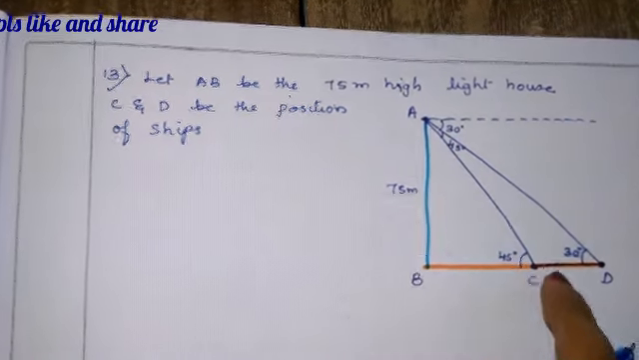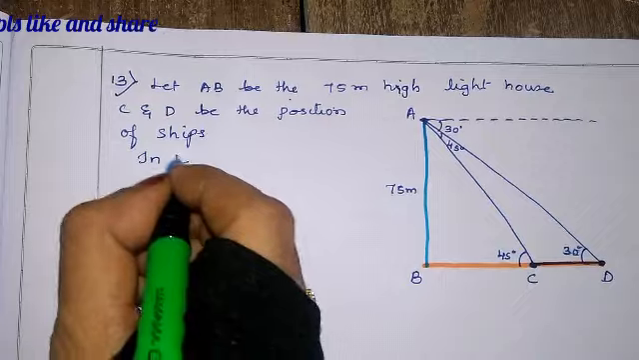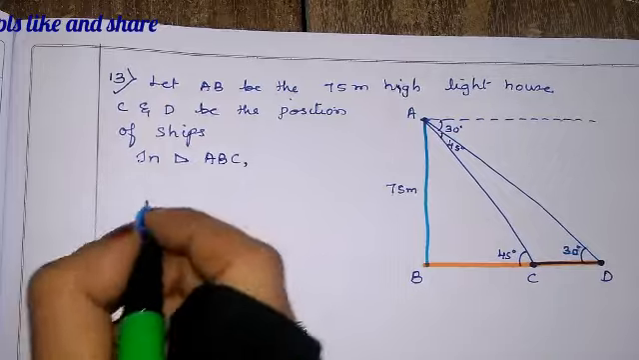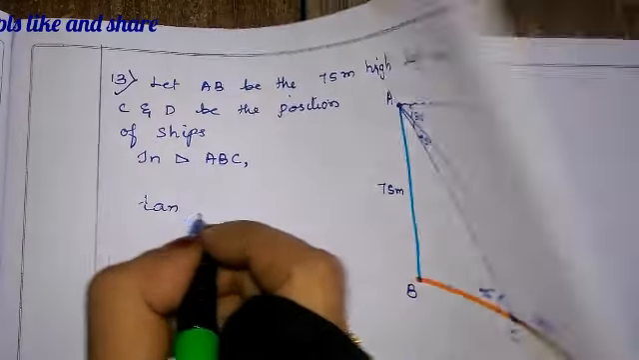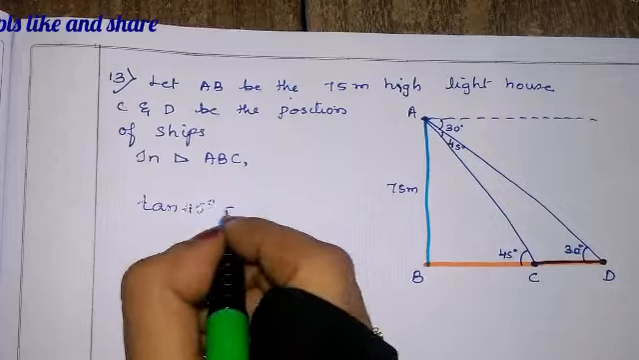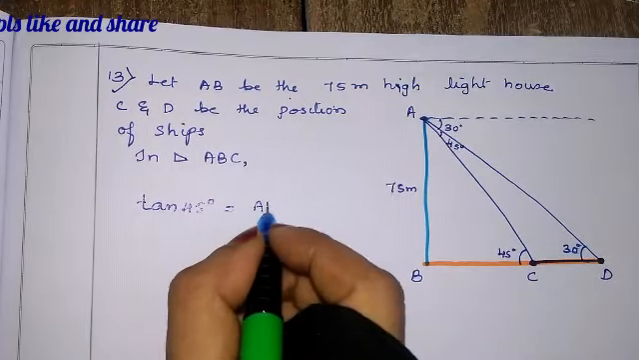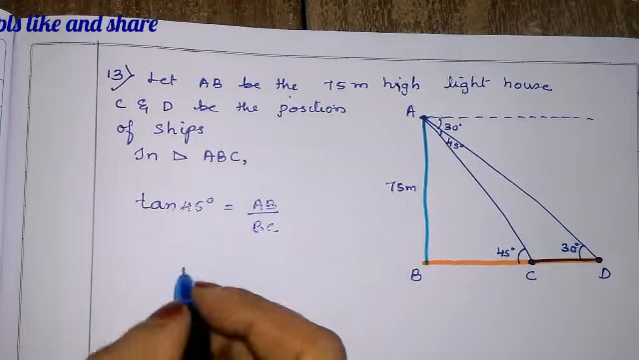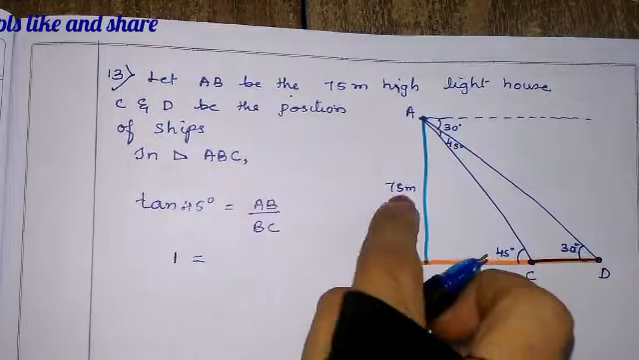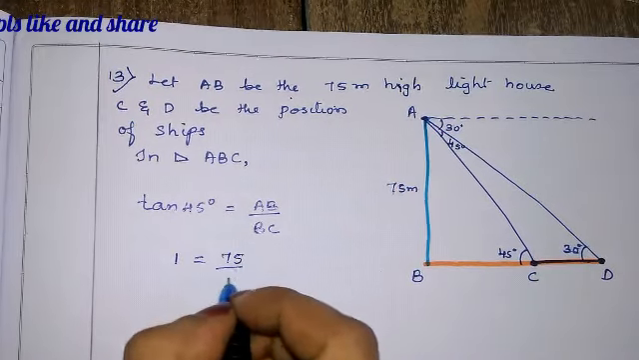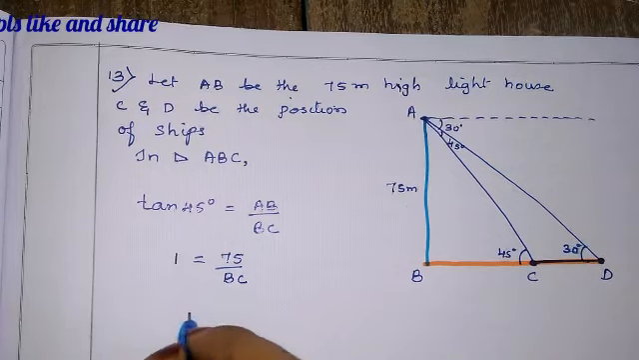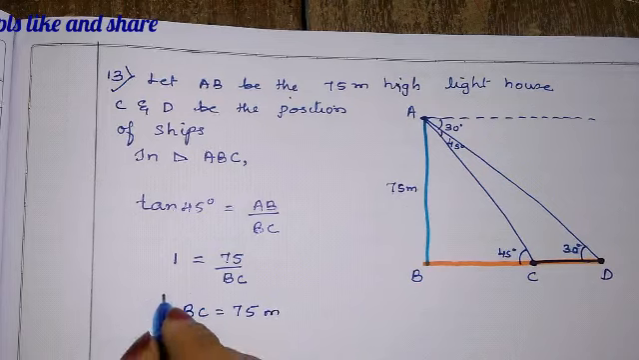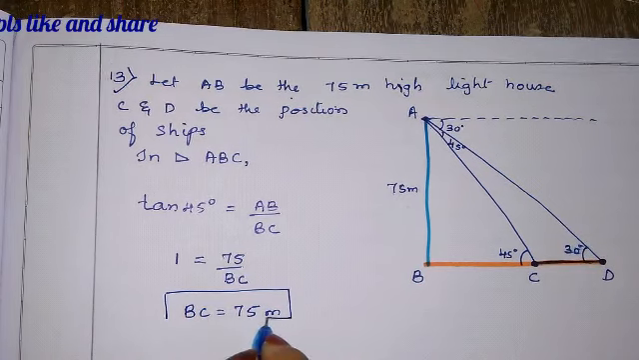Let us take first this triangle. In triangle ABC, tan 45 degrees is equal to opposite AB by adjacent BC. Tan 45 is nothing but 1. AB value is 75 upon BC. BC into 1, BC is equal to 75. So we got BC value also as 75.